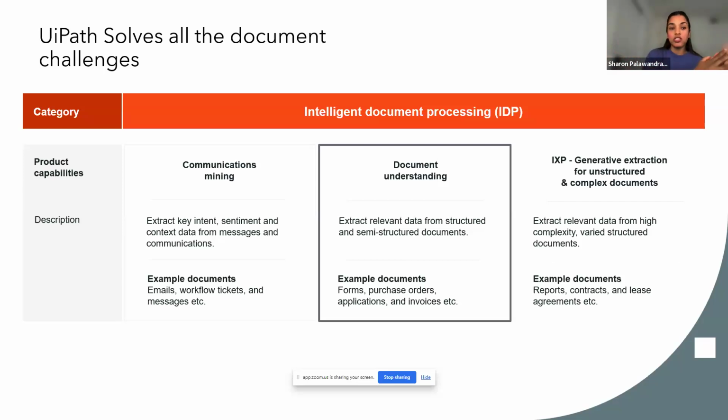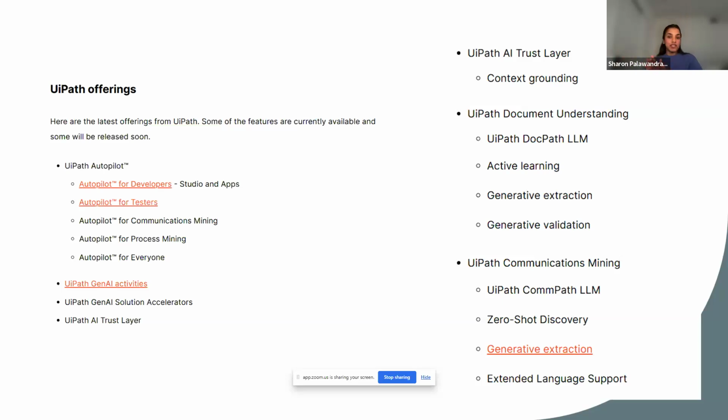But my point here is, again, how generative AI gets implemented within every UiPath offering that it has. And document understanding is now getting a transformational journey with IXP, which is a generative extraction for unstructured and complex documents. That being said, let's explore what other offerings UiPath has.